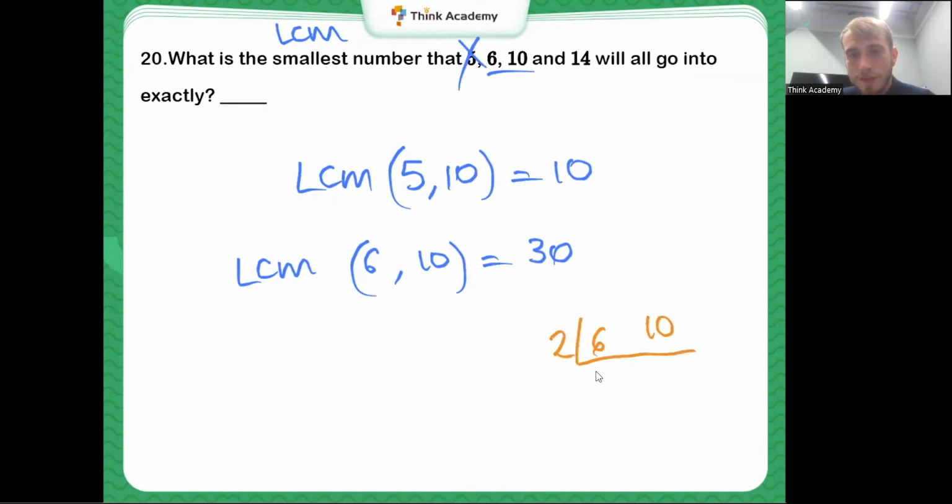So I've got a 2 there, which gives me 3 and 5, and then 3 and 5 have nothing in common. So my LCM just comes from 2 times 3 times 5, all the numbers around the outside, which gives me 30. And then we're almost there.